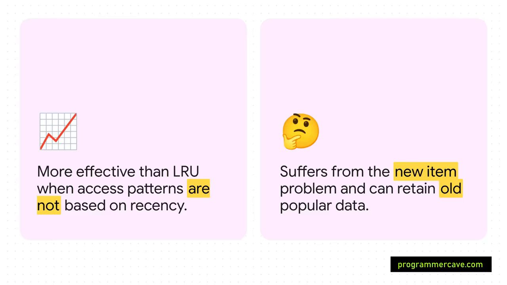And second, it can hold on to old favorites for too long. An item that was a huge hit last month but is totally irrelevant now might just sit there, clogging up your cache, because its frequency count is still sky high. These are serious issues to think about.